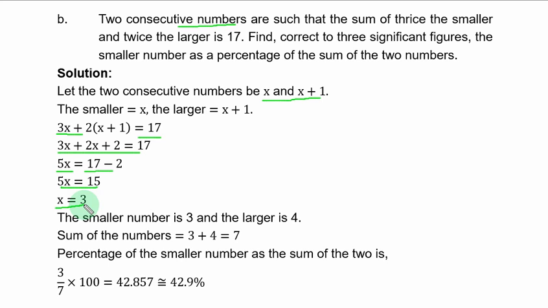But you are asked to express the smaller number as a percentage of the sum of the two numbers. So the smaller number is 3. The sum of the two numbers is 7. In terms of percentage of the smaller number to the sum of the two numbers, you have 3 over 7 times 100, and that simplifies to 42.857. To 3SF, you have 42.9%.